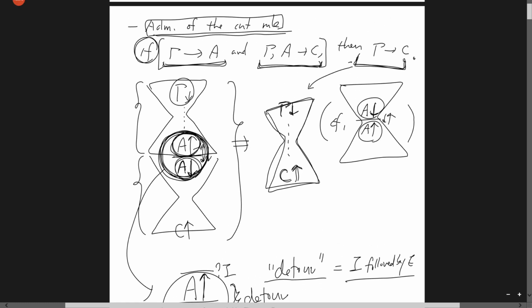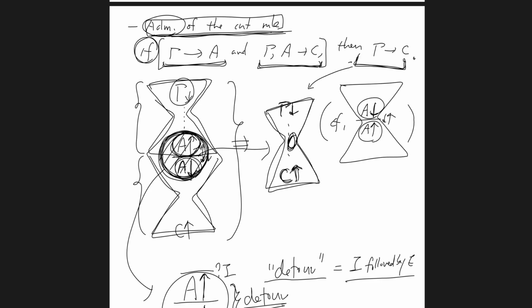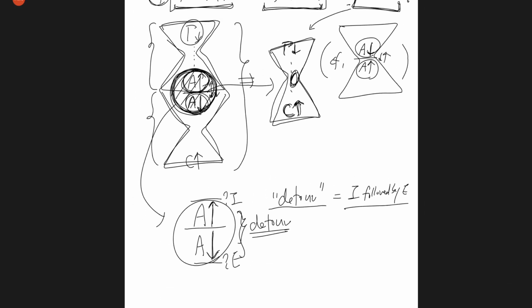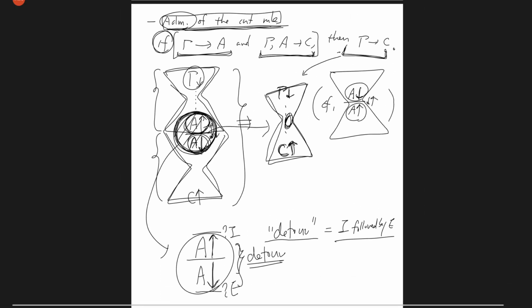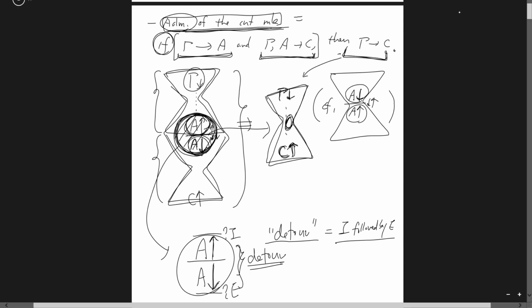So what this admissibility says is, if you have a proof that involves a detour, then you can get rid of it. You can deduce the same judgment without using detours at all. That's what this admissibility of a cut rule states, informally speaking. Now we can see why this property is almost equivalent to global soundness.